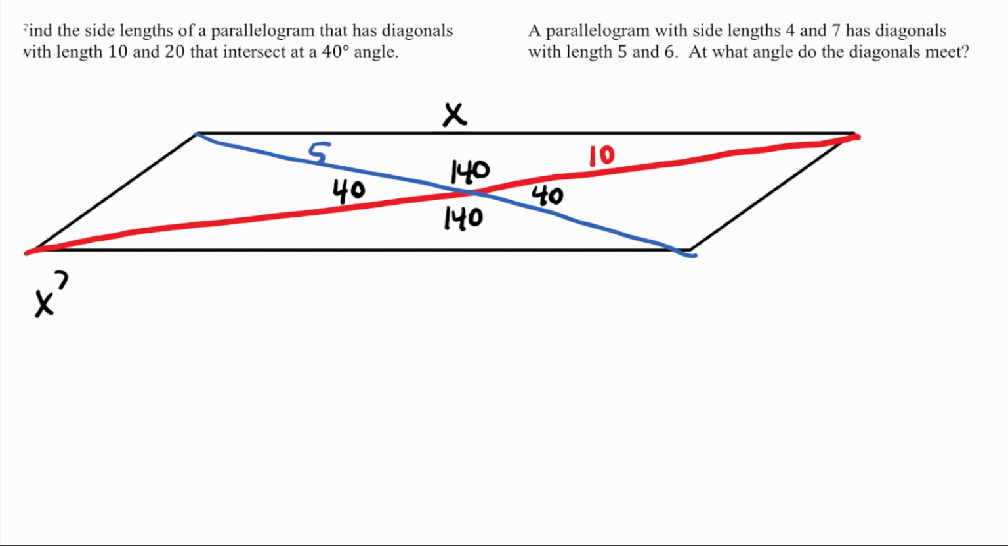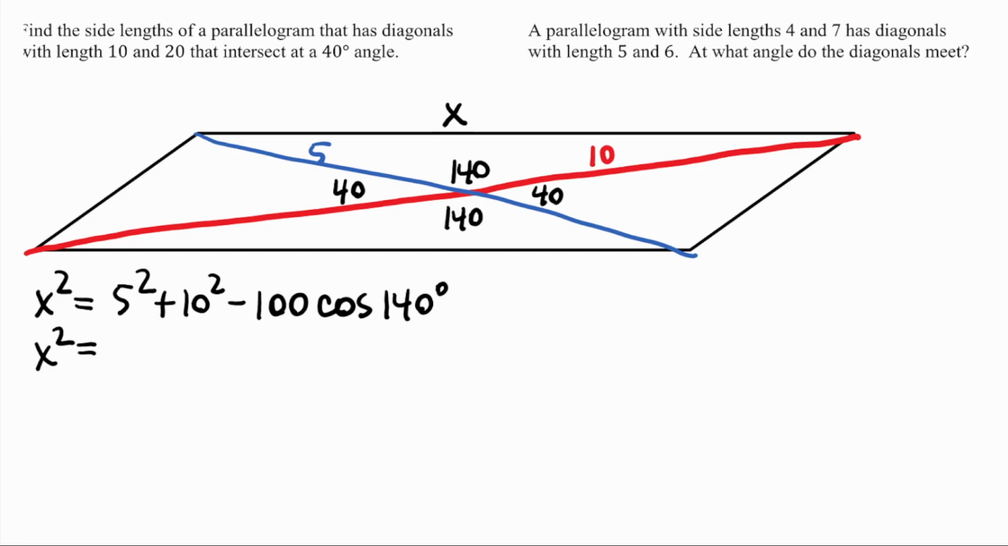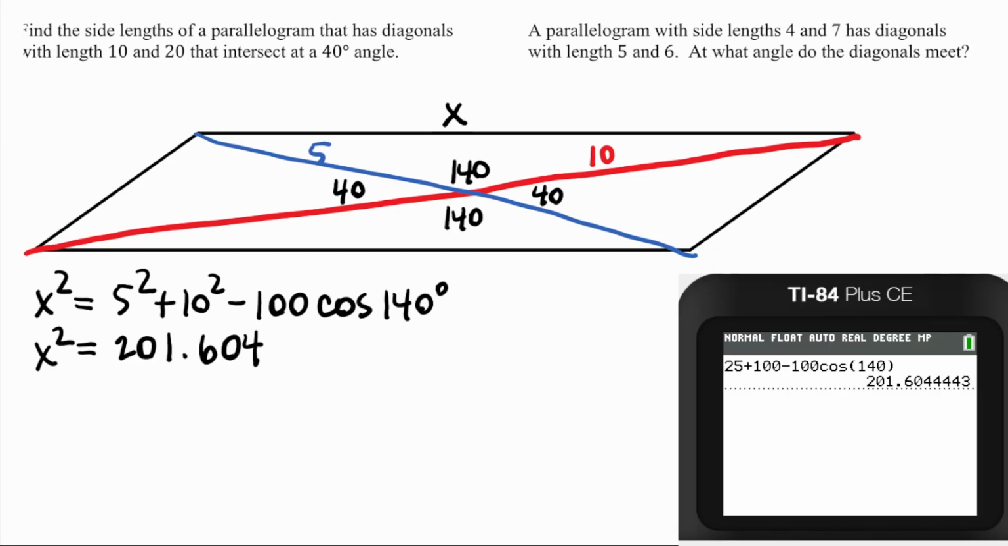So I'm going to say x squared equals 5 squared plus 10 squared minus 2 times 5 times 10, that would be 100, times the cosine of 140. Okay, so that means that x squared is going to be 201.604, and I can take the square root of the answer. The faster way is just taking the answer to the 0.5 power and seeing that x is going to be 14.199.